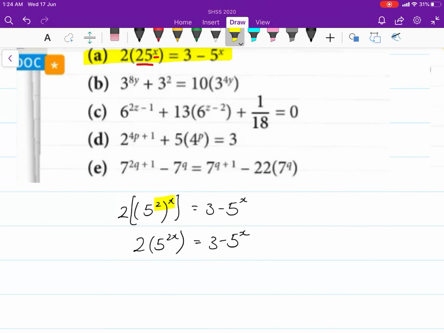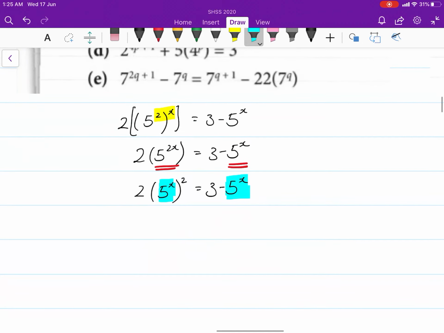I have 5 to the power of x here. So I need to try to make this into 5 to the power of x. How do I do that? I get 2, 5 to the power of x, I split this up. The square I put outside equals to 3 minus 5 to the power of x. Now I have 5 to the power of x, 5 to the power of x here. I can substitute. So I will let 5 to the power of x be any algebra. In this case, I let it be u. I'll have 2u squared equals to 3 minus u.